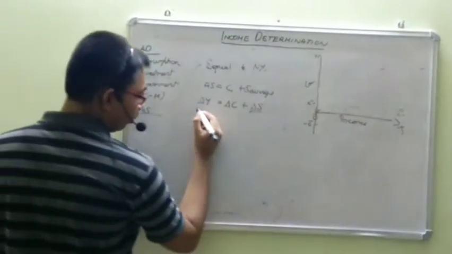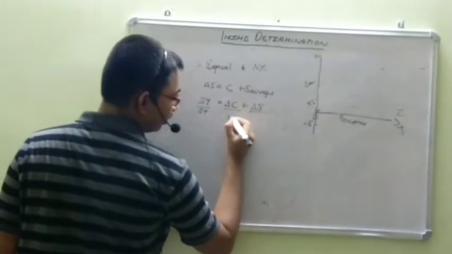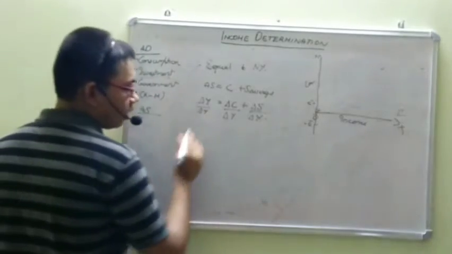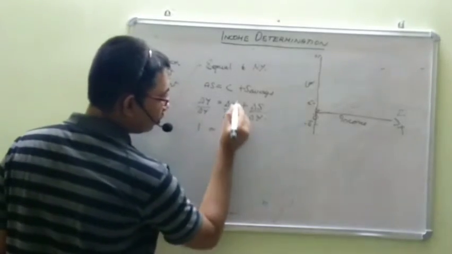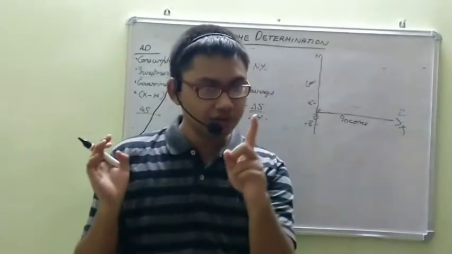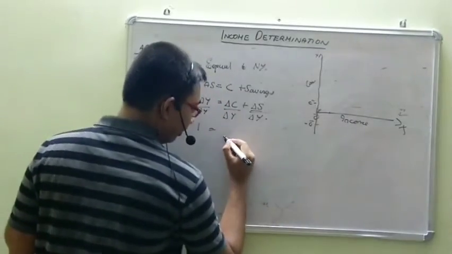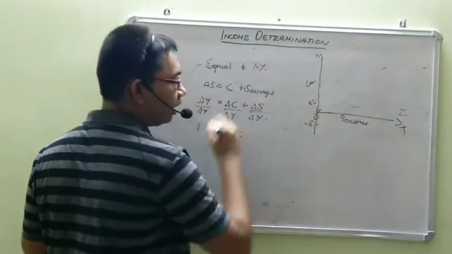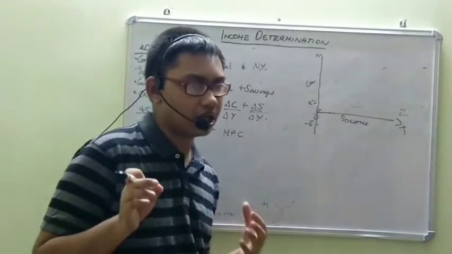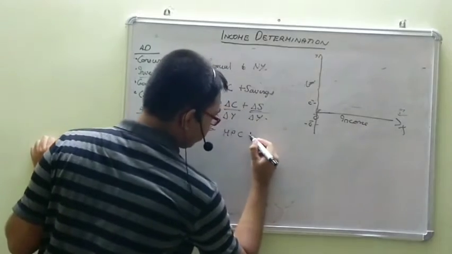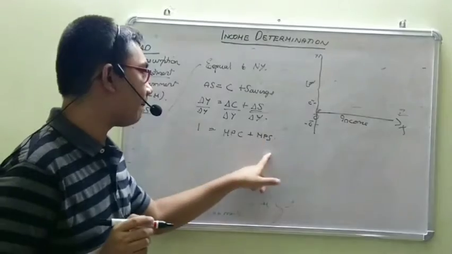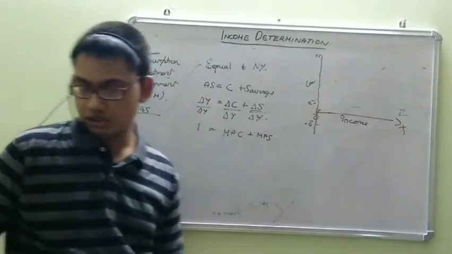Now, when we divide the whole by delta Y, we find an equality. What will happen? 1 is equal to delta C by delta Y plus delta S by delta Y. We know this, right? Marginal propensity to consume is MPC. Whatever portion of additional income is saved, delta S by delta Y, that portion is called MPS. Therefore, MPC plus MPS will always be equal to 1.